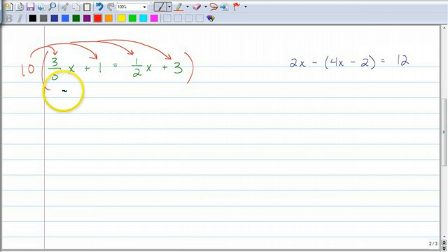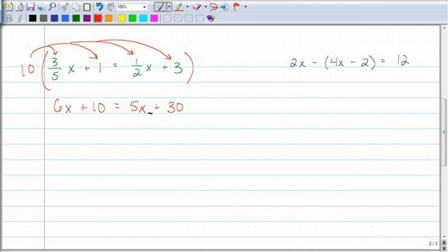So 10 times 3 is 30, divided by 5 gives me 6. This is 6x. 10 times 1 is 10. And this is going to be the common mistake. The most common mistake is that people forget to multiply everything by this number. Sometimes people just multiply it by one side of the equal sign, sometimes just the fractions. Make sure it's every single term you multiply by whatever the common denominator is.